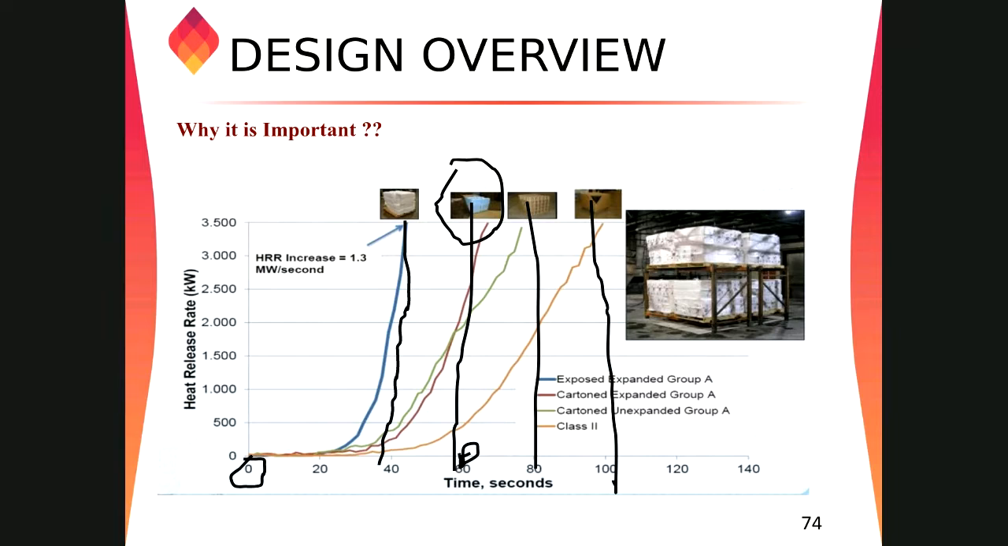So now coming to this figure, just after 35 seconds of the fire, the exposed expanded group A plastics is giving much more heat, higher than the class 2. Now we got the classification requirement, and why it is so important for the correct design of the sprinkler system to control the fire. If anyone can further explain this one, I'll be happy to hear from you regarding this graph.